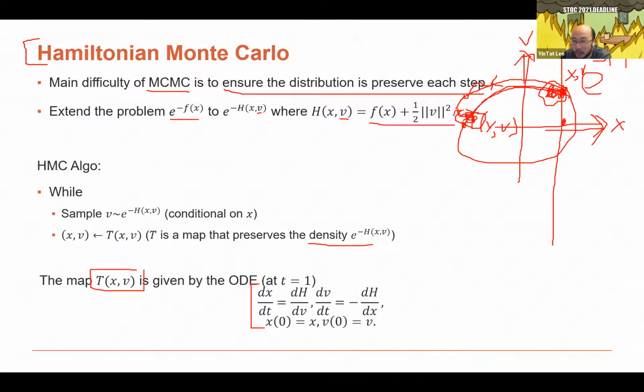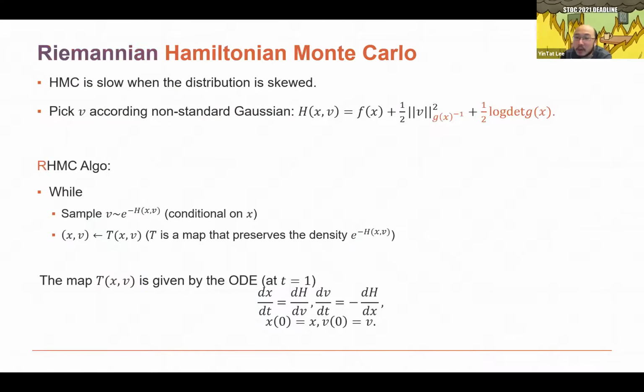So you can take a really, really large step size. The algo will still be correct. And also we know how to solve the ODE efficiently. That's why this is a very good algo. But this algo is slow when the distribution is not well conditioned. If the distribution is like this, it turns out this algo is still slow.